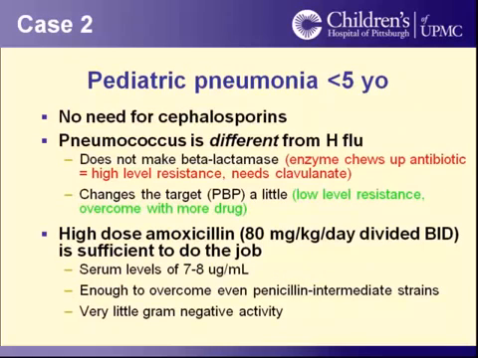Pediatric pneumonia under 5 years old really calls for no need for cephalosporins, therefore, because pneumococcus doesn't require a cephalosporin or a beta-lactamase inhibitor. It doesn't make beta-lactamase, and so its low-level resistance can be overcome with more drug. So high-dose amoxicillin, 80 to 90 milligrams per kilo, gives you a great peak serum level that's enough to overcome penicillin intermediate strains very well.